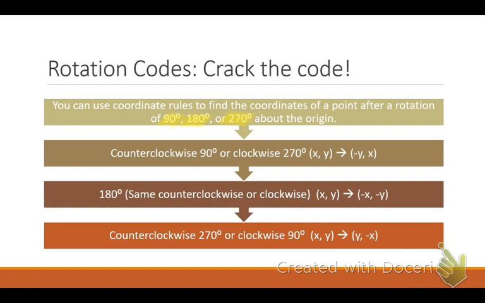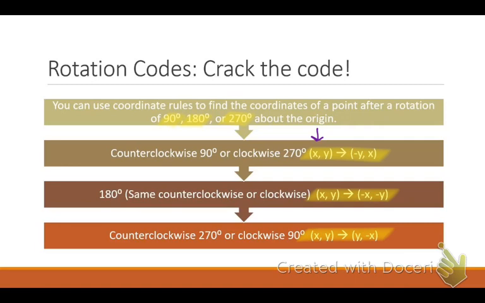Okay, so here's my rule. If I go counterclockwise, here's my ordered pair set, and I'm going to explain it in a minute. If I go 180, this is my rule. And if I go counterclockwise 270 or clockwise 90, this is my rule. I want you to look at the very first ordered pair in all 3 of these. Does it look the same in all 3? Yes.